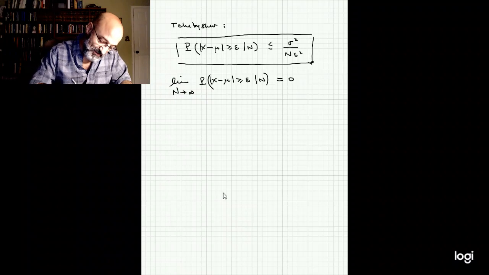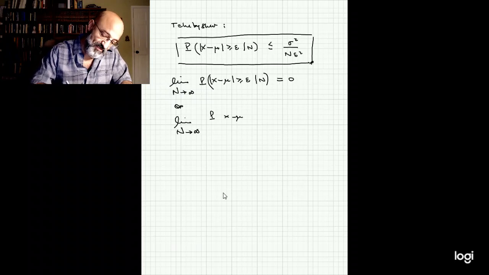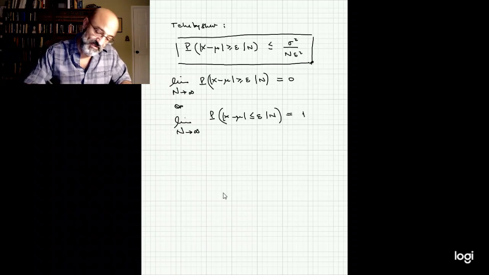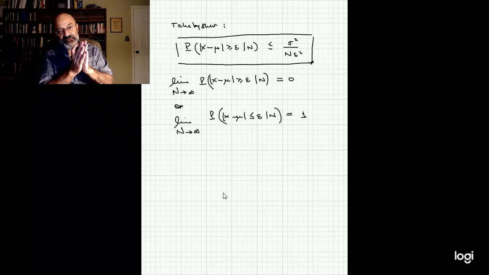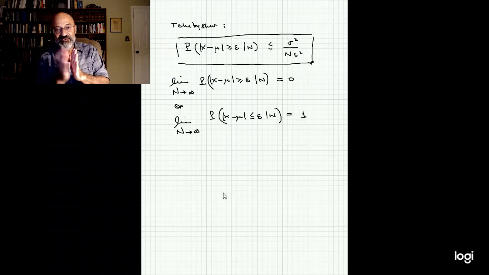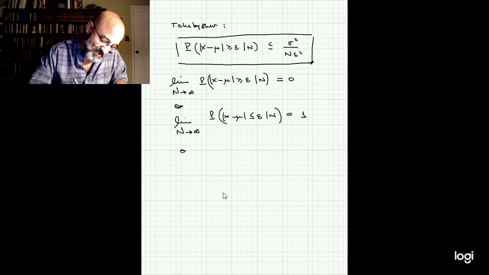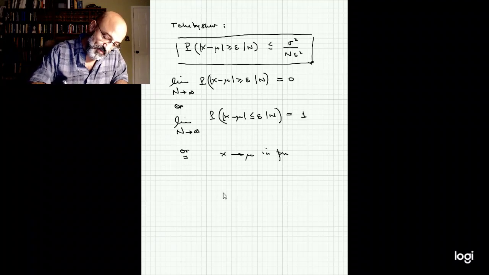or the limit as n goes to infinity of the probability that you differ from the mean by a quantity less than an epsilon is equal to 1. So the probability that the sum x is going to be very close to the mean goes to 1. And this we represent by saying x goes to mu in probability.